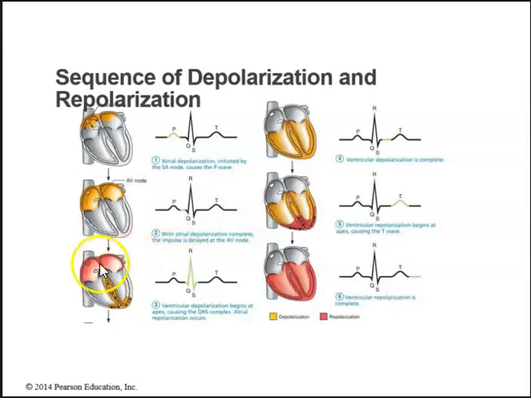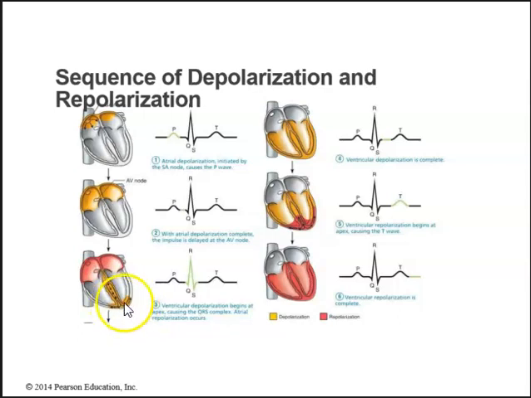Now, once the impulse is allowed to carry on into the ventricles, we have ventricular depolarization or ventricular contraction. So ventricular depolarization begins at the apex here. This causes that QRS complex. The first downward deflection is Q. We then have the peak of R, and then the next downward deflection is S. So the QRS complex represents ventricular depolarization or ventricular contraction.